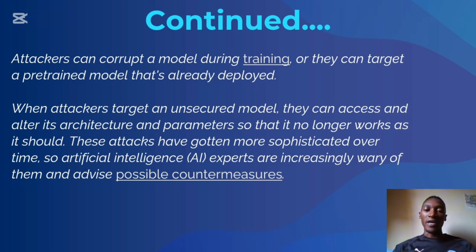So when attackers do that, they can get an unsecured model and access or alter the architecture and parameters so that it can no longer work as it should. These attacks can be in a way that, for example, I have a function within the model that is supposed to guide the model in classifying images, and then the attacker modifies that function, meaning that the model will misclassify the images not because it has seen different stuff, but because within its code it guides it to do something else.